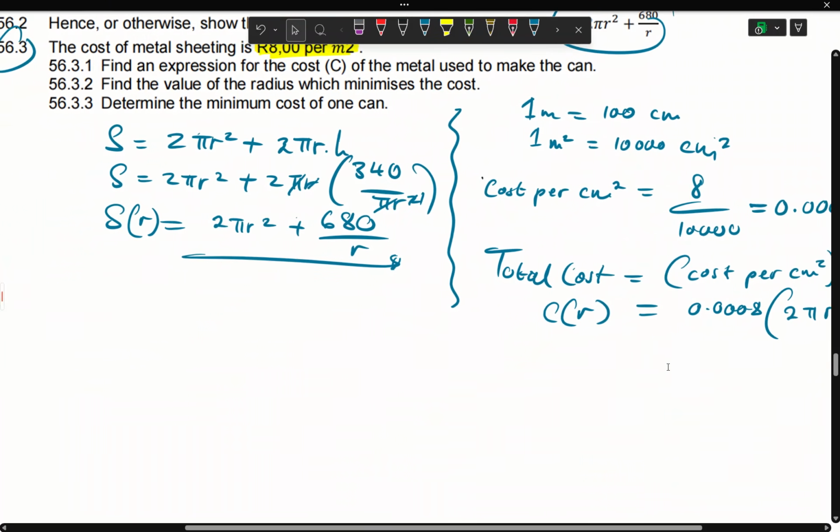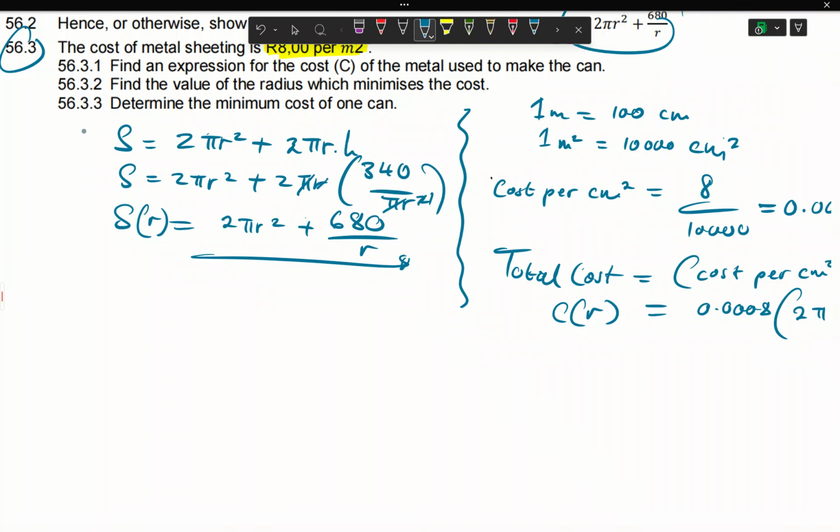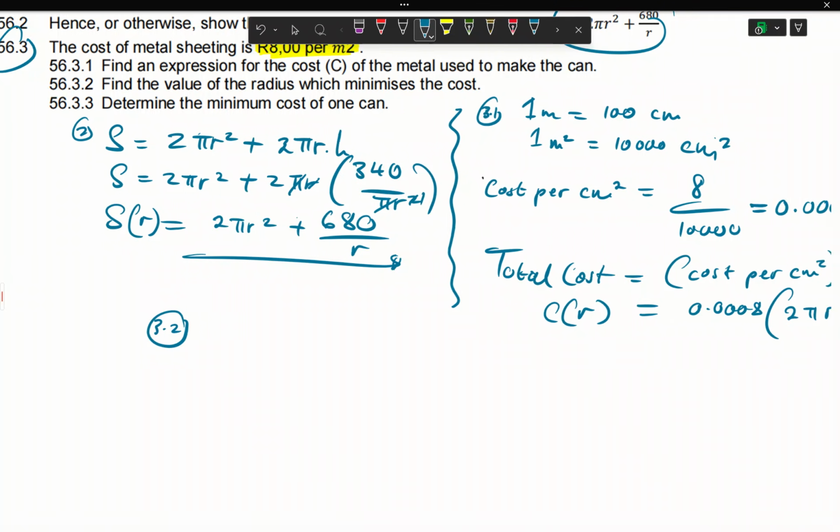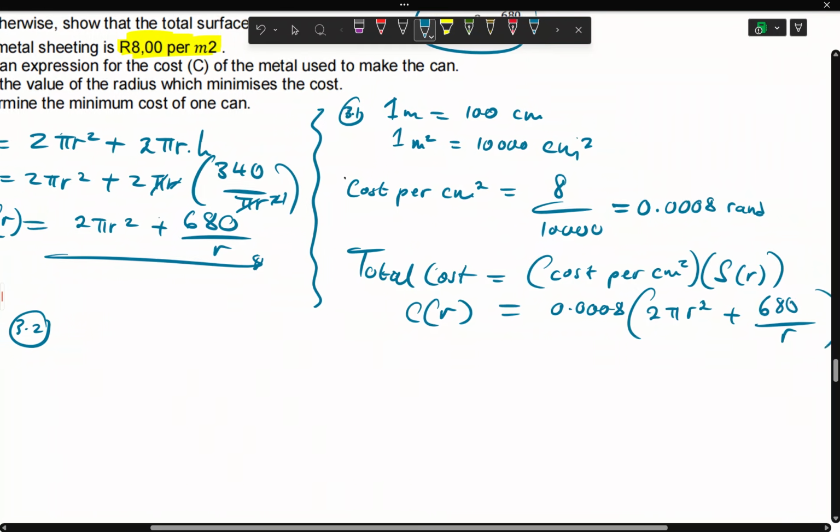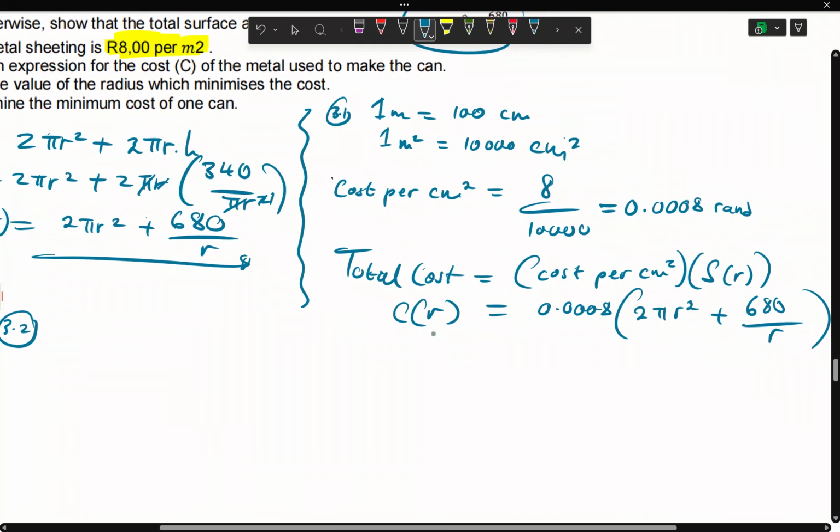So now let's take a look at the next question. Remember guys, this is 2 and this is 3.1. Let me see, 3.1. So now, is this 3.1? Find the next, yeah, 3.1. So now 3.2, we are here now. Find the value of the radius which minimizes the cost. So now you have to take the derivative of your cost function. Yeah? So now the cost function is what?